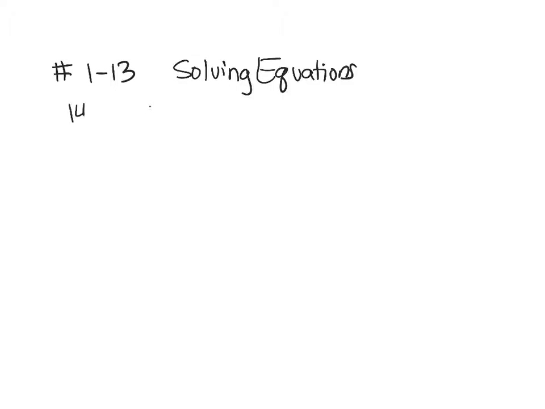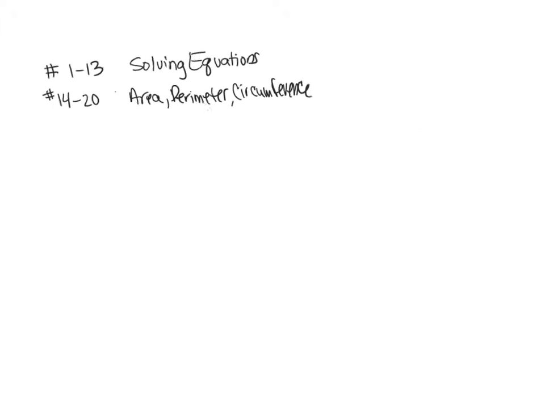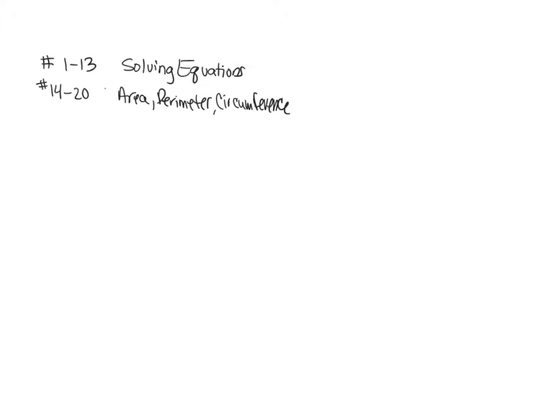On the test, numbers 1 through 13 are solving equations. And numbers 14 through 20 are area, perimeter, and circumference. There are 13 questions that are like the solving equations.